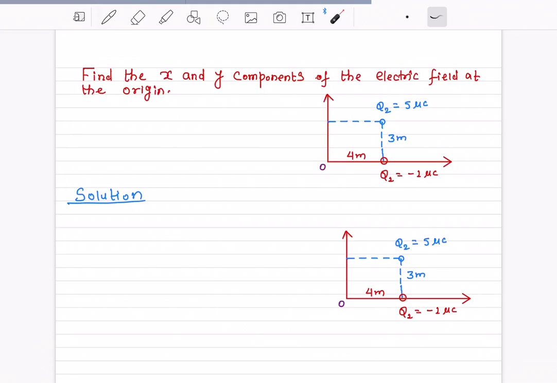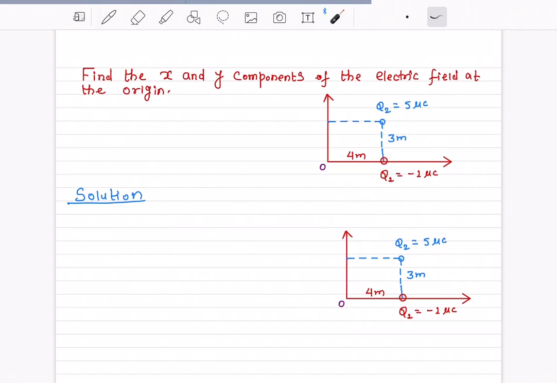In this problem, we're going to find out the components of the electric field due to two charges. So let's say you have two charges, Q2 and Q1. Q1 is negative 1 microcoulomb and Q2 is 5 microcoulomb. And the distance from the origin is given. This is at a 4 meter distance along the x-axis and this is 3 meter.